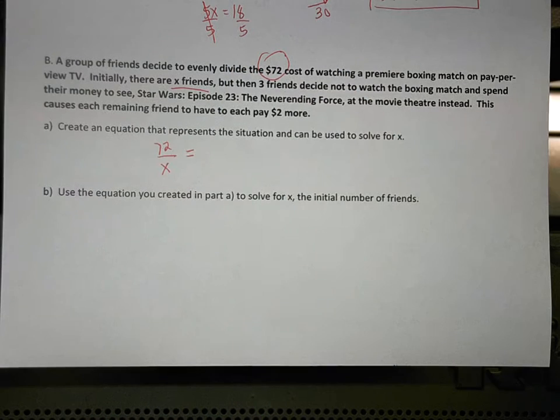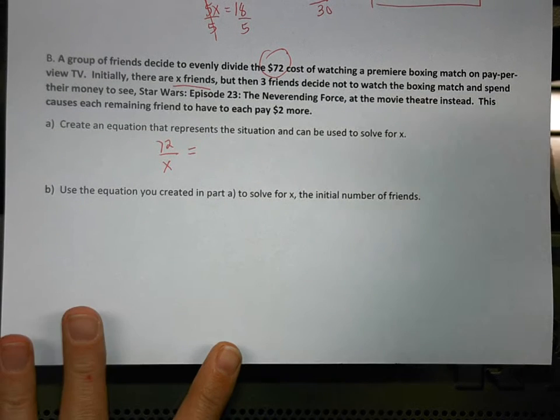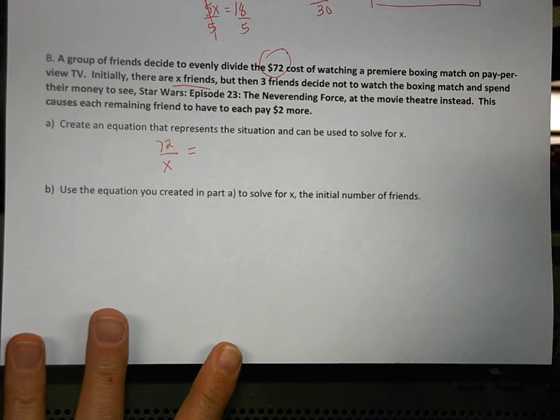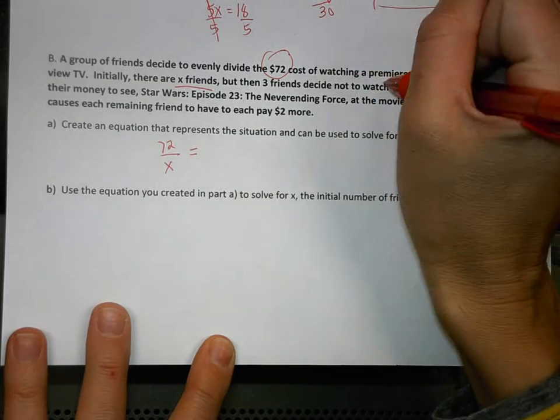Okay, so one side of the equation is the original thing. The other side of the equation is what ends up happening, but we have to make it balanced. Okay, so what ends up happening? What do we end up dividing by? Do we add people to X? Because it says how many people end up not coming? Maybe X minus 3. Very good. Because 3 friends decide not to watch the movie.